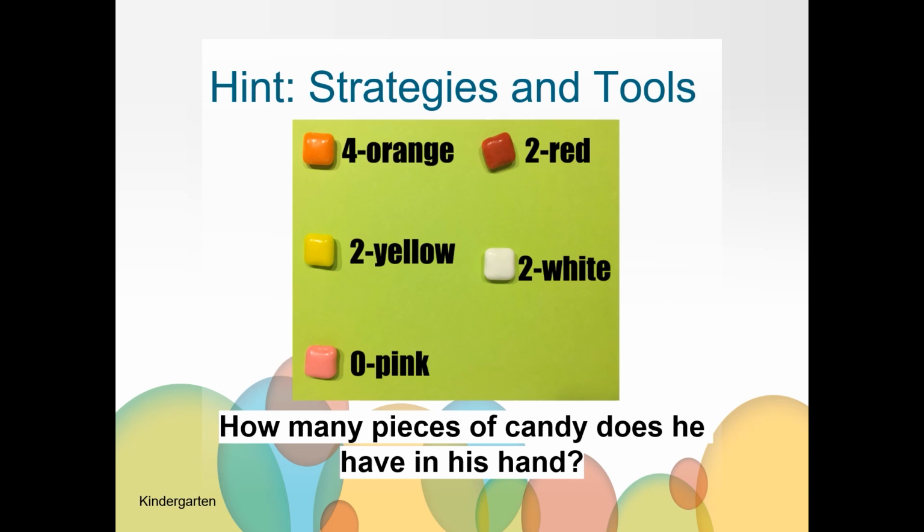If you are having a hard time, that's okay. Let's think about some different strategies and tools that help you count. What are some different tools that you can use to help you count things? You can draw a picture, you can use a 10 frame, you can use counters, or you could use another counting strategy as well. Choose a tool or strategy to help you and solve the problem. How many pieces of candy are in his hand? Also, remember to use the picture above.